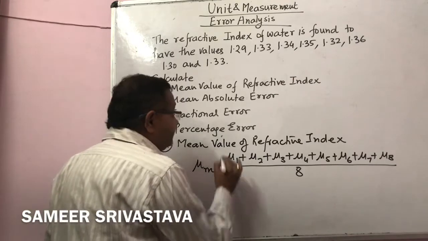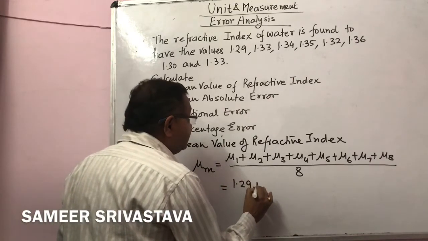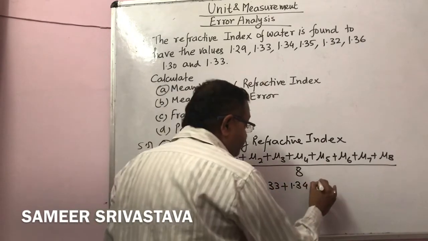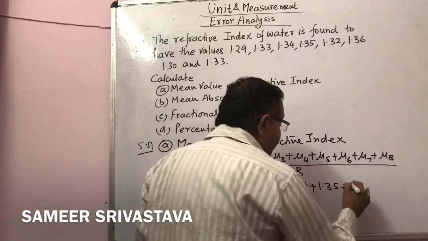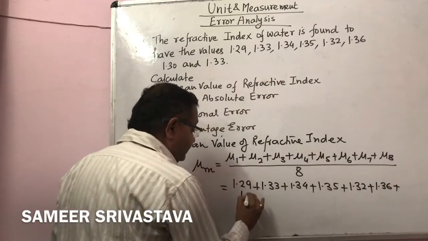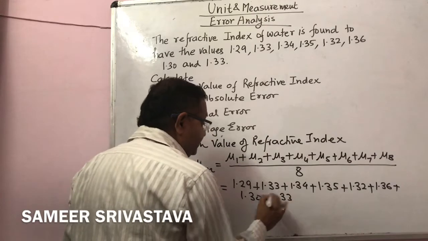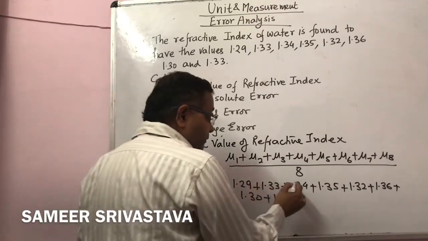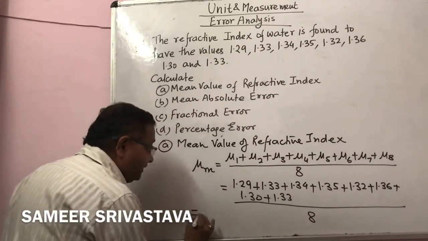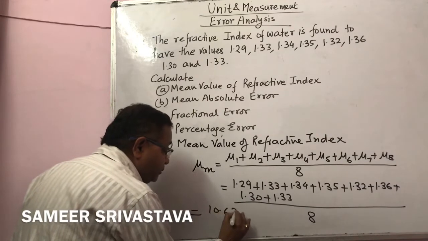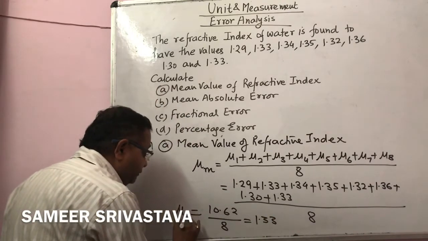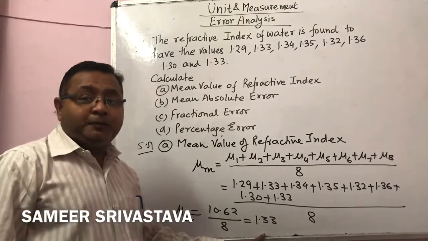Put the values here. The values are 1.29 plus 1.33 plus 1.34 plus 1.35 plus 1.32 plus 1.36 plus 1.30 plus 1.33. The total 8 values are given, 1, 2, 3, 4, 5, 6, 7 and 8, upon 8. When we add these values, we get the addition of these values as 10.62 upon 8, and our answer is 1.33. So the mean value for the refractive index is 1.33.